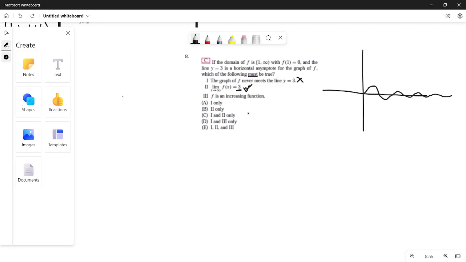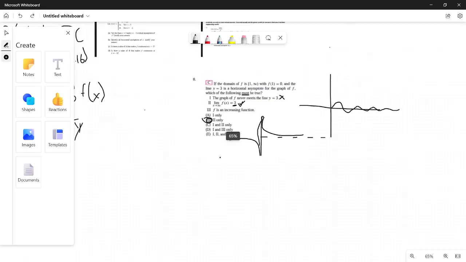That's good. F of x is an increasing function. That does not have to be true. You can get something like this where it's decreasing and it's reaching this value. And f of 1 has to be 0. It could still be something like this. So it doesn't necessarily have to be an increasing function. That means it's 2 only. 2 only. And then once again, 2 only.